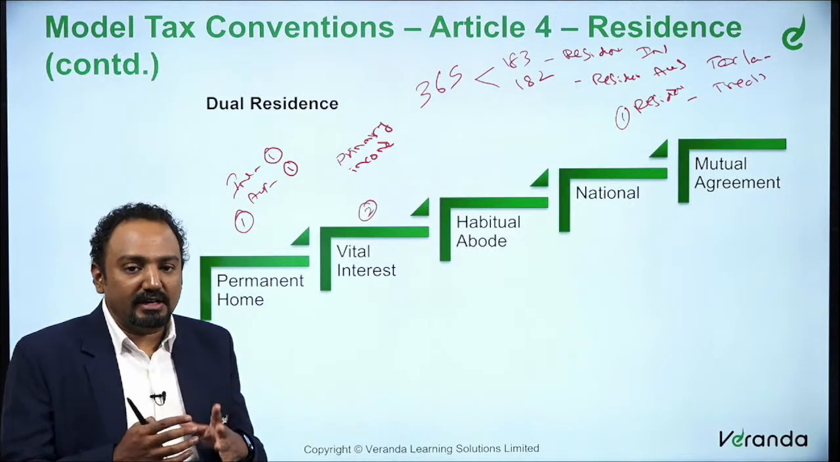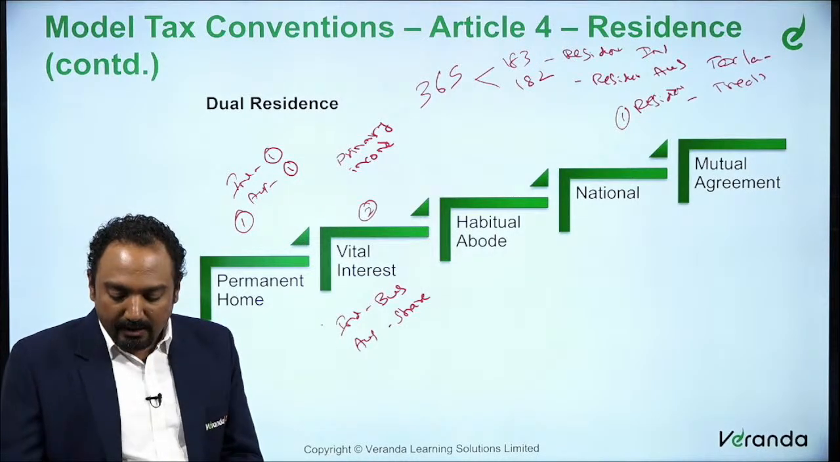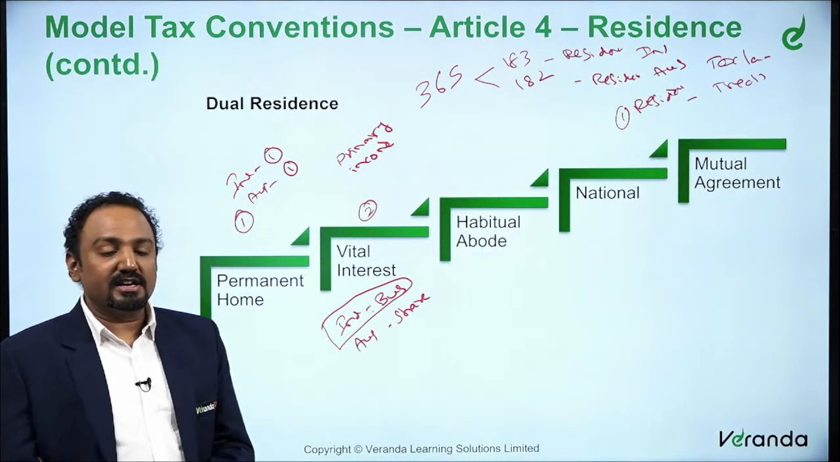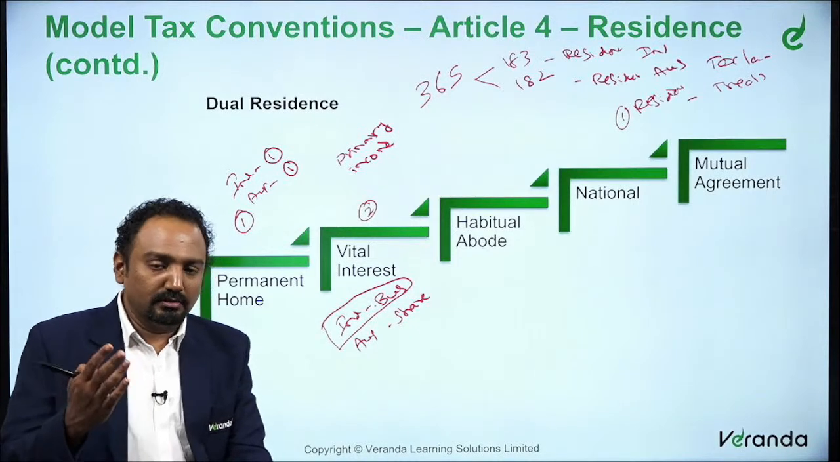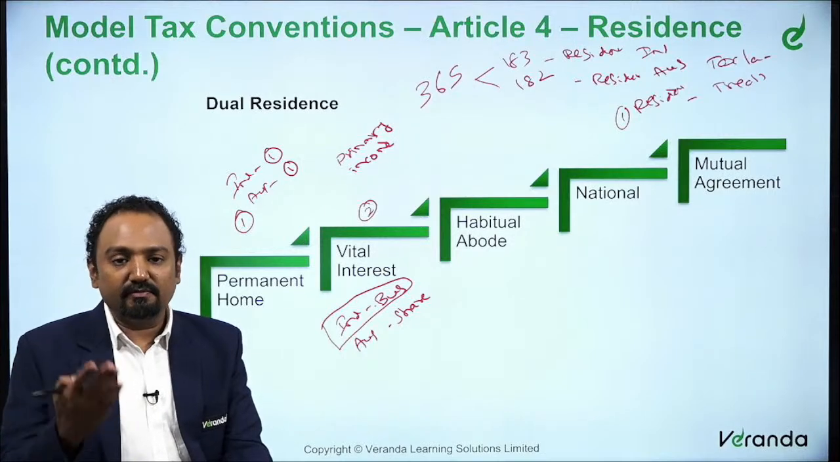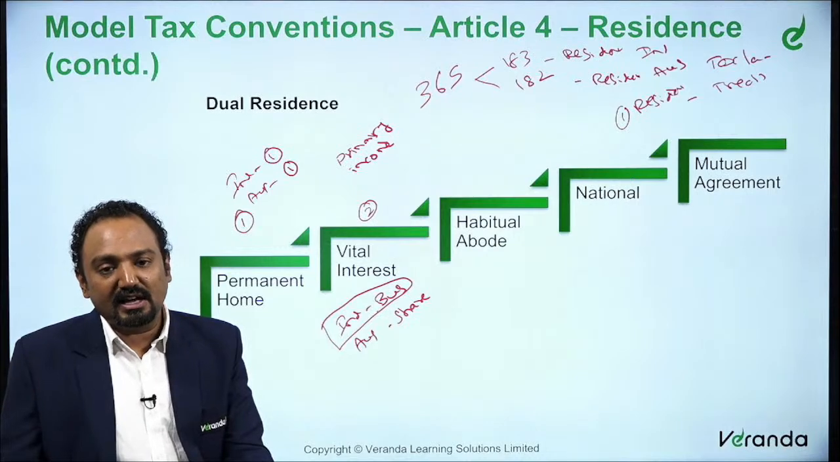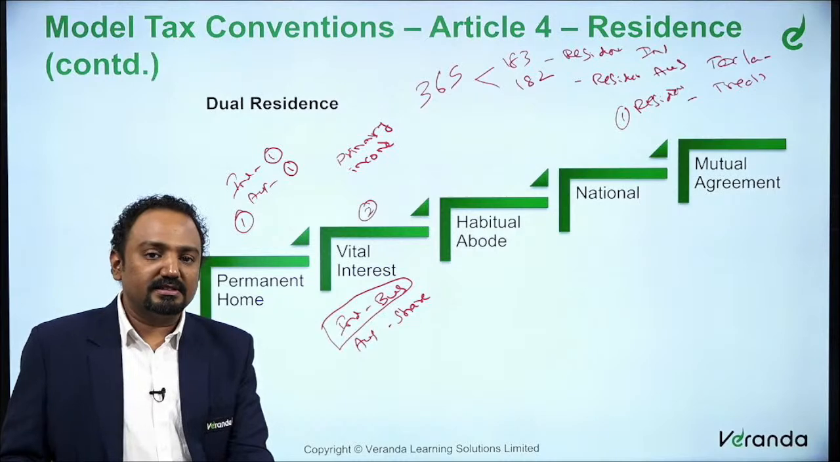Is it your main activity? Let's say you have a business in India. In Australia, you deal in shares. Now, your primary activity is business, so this becomes your vital interest. Your factory is located in India. Your business place is located in India. In Australia, you just deal in shares. It doesn't matter from where you are actually transacting. So now your vital interest is in India. In that case, India becomes the residence.